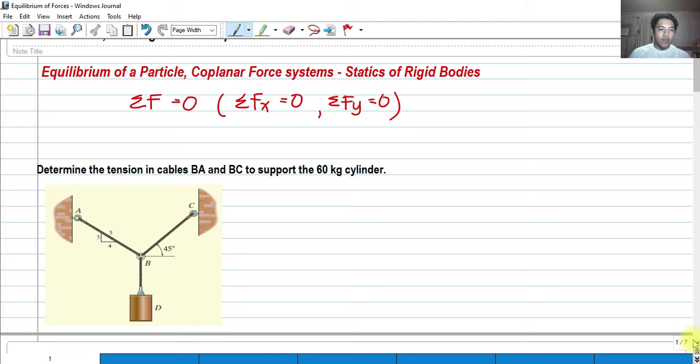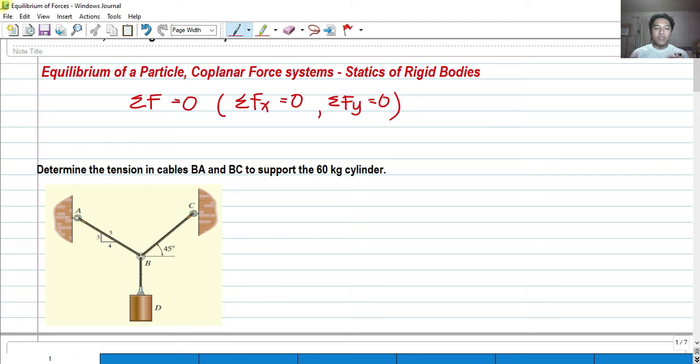So for number one, here's the figure. Determine the tension in cables BA and BC, here's our B and C, to support the 60 kilogram cylinder. As we all know, the cylinder has a mass of 60 kilograms.